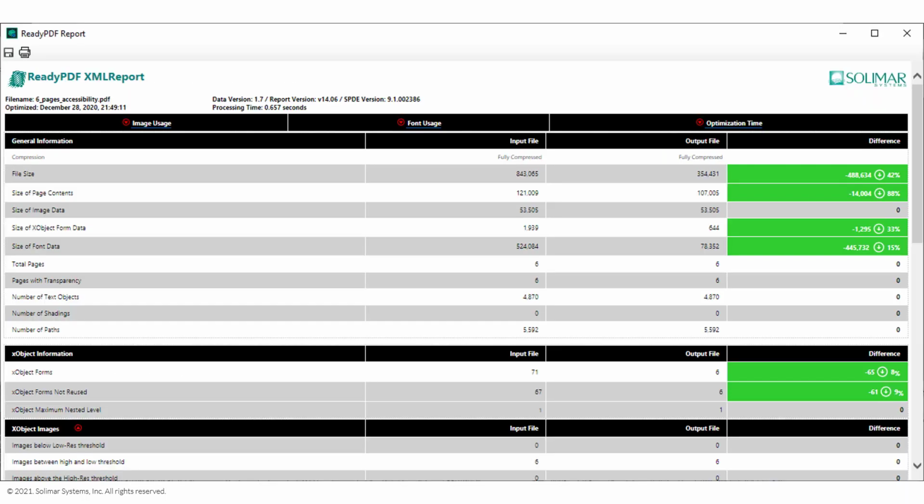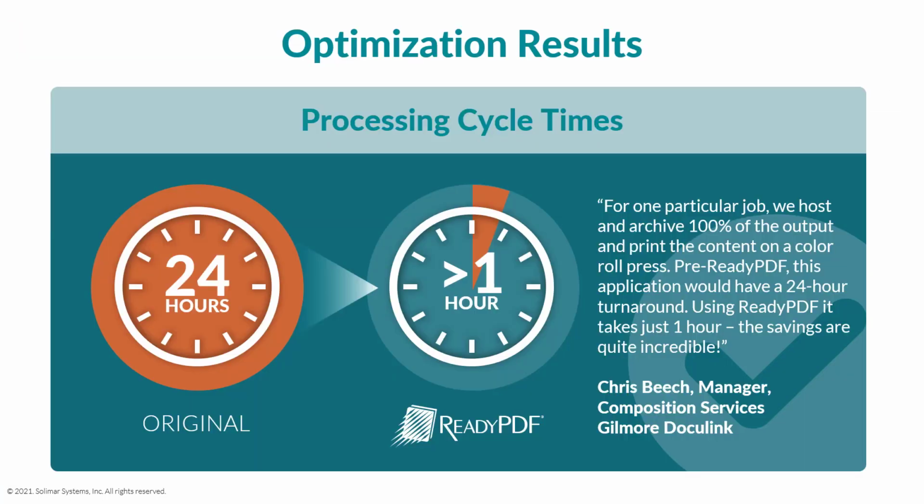To assist with document analysis, ReadyPDF provides detailed reporting information about the content with a comparison of the before and after results of the optimization. This is useful as part of an application onboarding to determine what settings would be optimal for processing or to provide feedback to the group that is creating the PDF so they can look at making improvements to their output.